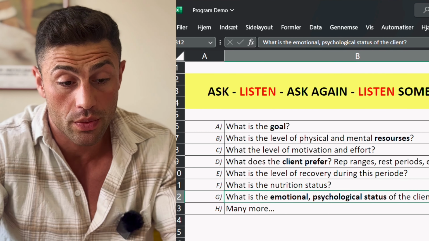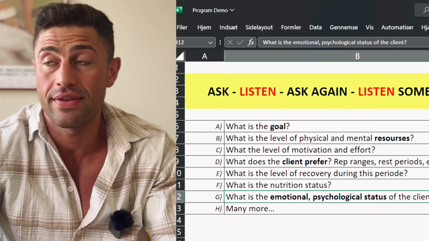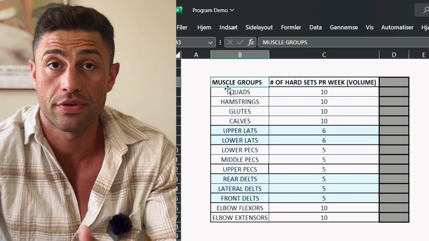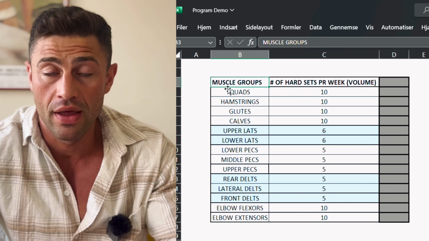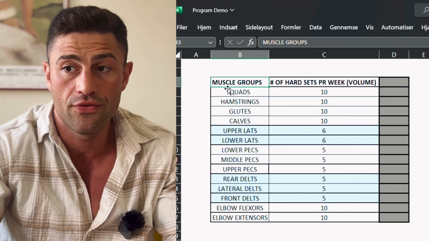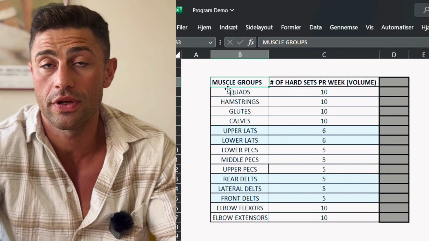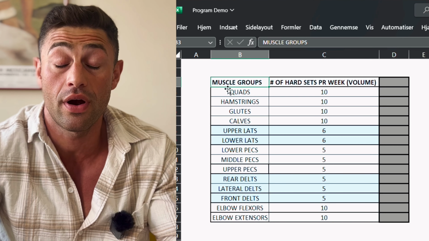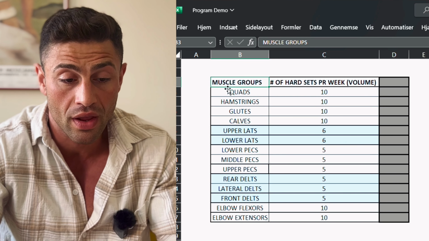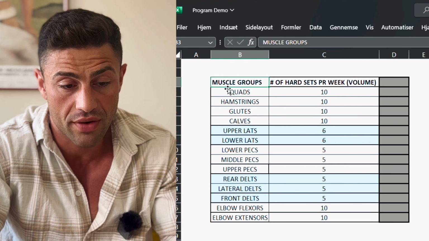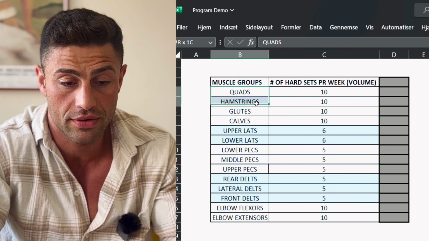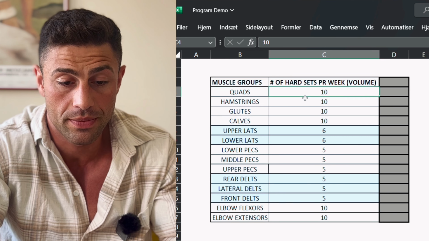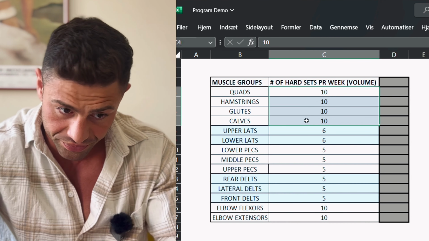So moving on to volume, I love to write down the amount of volume that I'm going to prescribe in a training program before writing the training program. That's also going to help me focus on which muscle groups I'm going to be involving and prioritizing in the training program. As you can see over here, I've written muscle groups, the number of muscle groups, and the amount of sets that I will be doing per week.